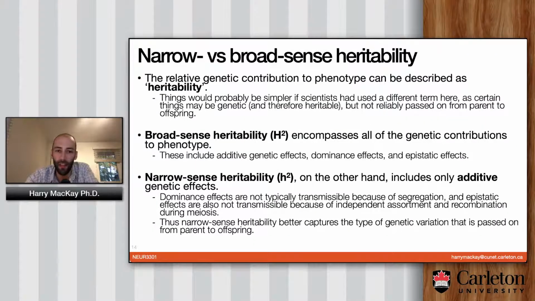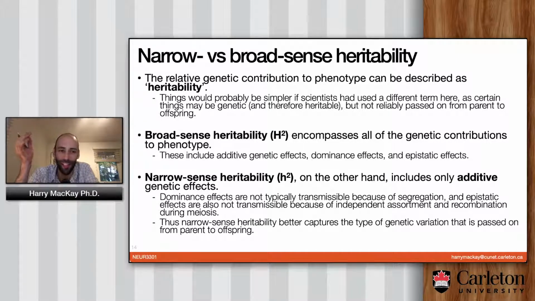So before I get into this, I want to take a little diversion to review heritability and the way it can be described. The relative contribution that genetics makes to a phenotype can be described as heritability. Of course, we have already been over this. This is something that might be simpler.